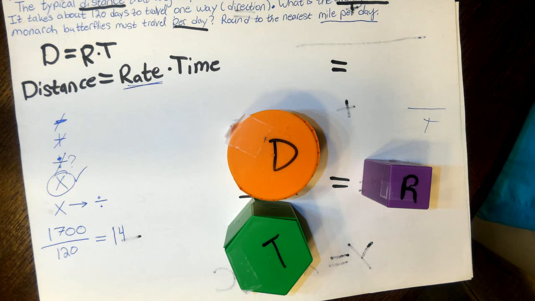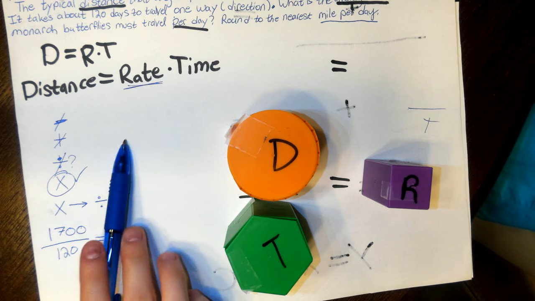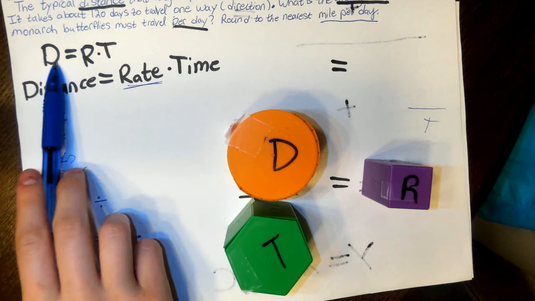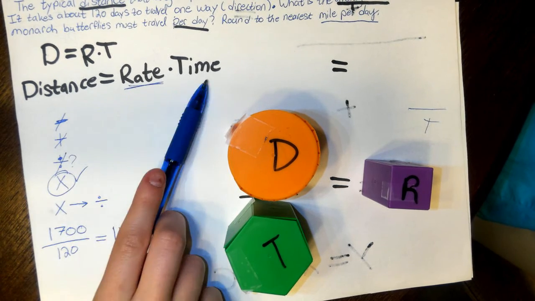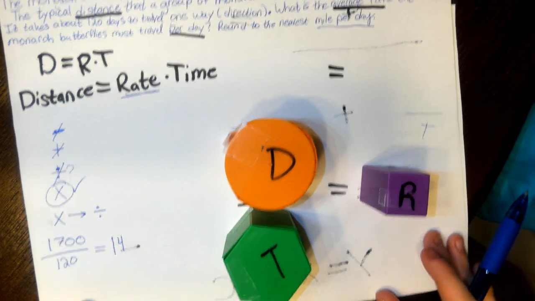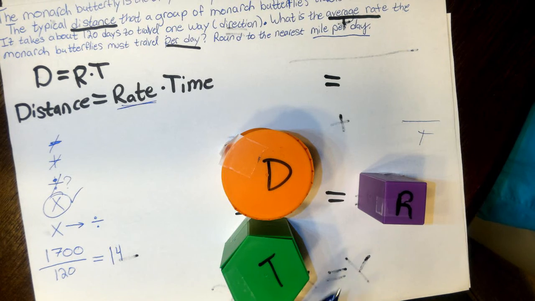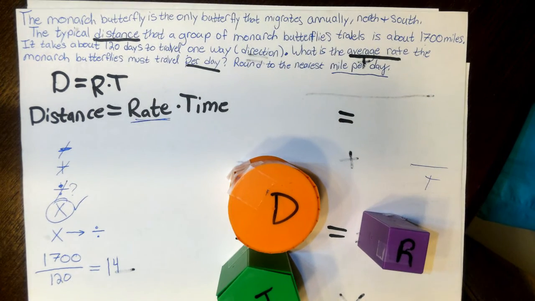And that's all. That's really all you have to do for solving literal equations. You get the variable by itself, the one you're trying to solve for. You're using your distance equals rate times time. If you had a different problem, you would use a different formula. But that's all you have to do.